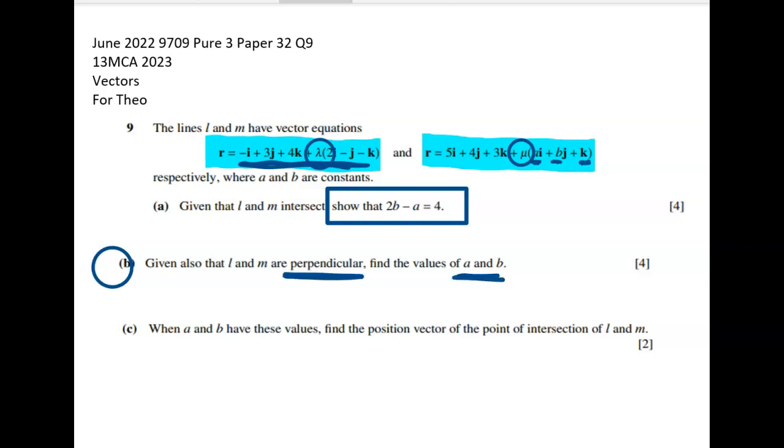As soon as you see the word perpendicular, you should be thinking about using the scalar product and setting that equal to 0. When I did this question, it felt so easy for 4 marks that I wondered if I'd missed something, but I hadn't. And then the last part says that when A and B have these values, we have to find the position vector of that point of intersection.